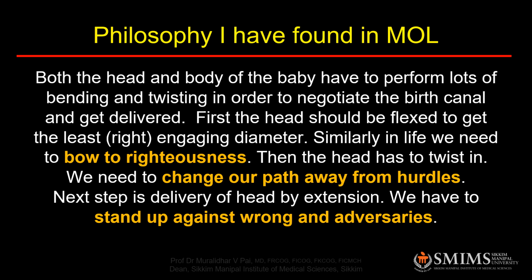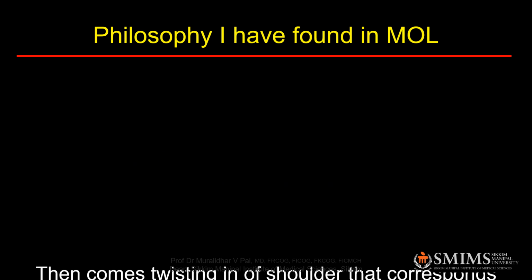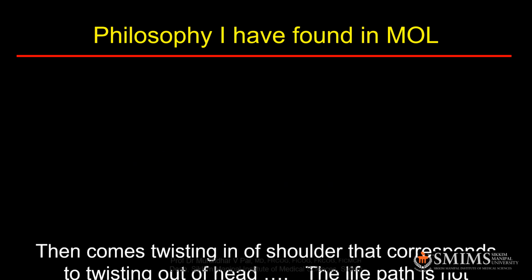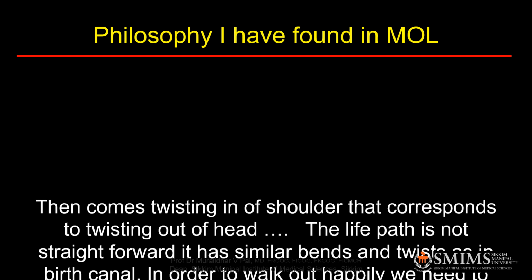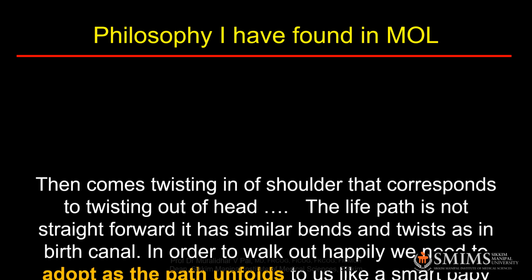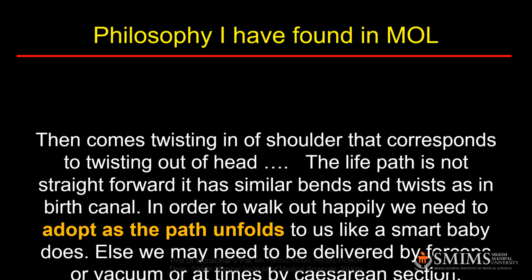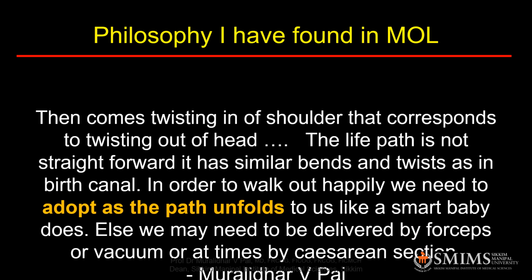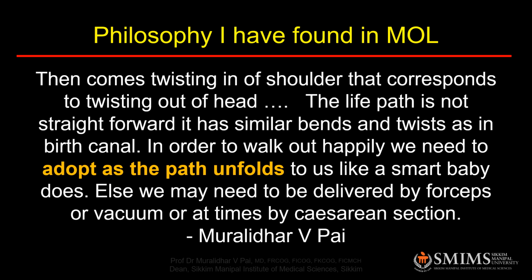Next step is delivery of the head by extension. We have to stand up against the wrong and adversaries. Then comes twisting in of shoulder that corresponds to twisting out of the head. The life path is not straightforward. It has similar bends and twists as in birth canal. In order to walk out happily, we need to adopt as the path unfolds to us, like a smart baby does. Else, we may need to be delivered by forceps or vacuum, or at times by caesarean section.